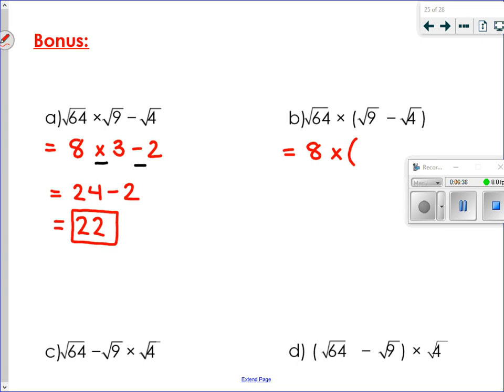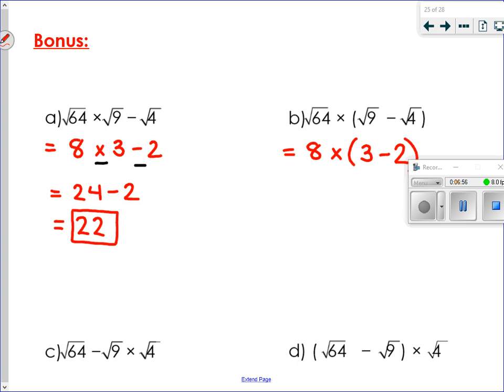What two identical factors multiply together to give me an answer of 9? 3. 3 times 3. Okay, and what about 4? What two identical factors multiply together to give me an answer of 4? 2 times 2.